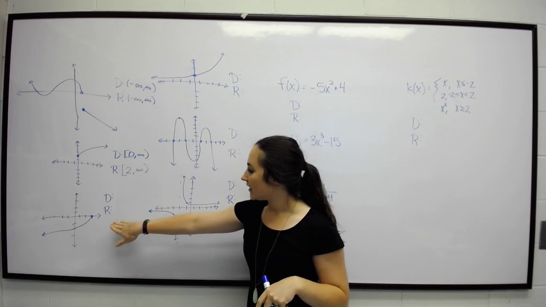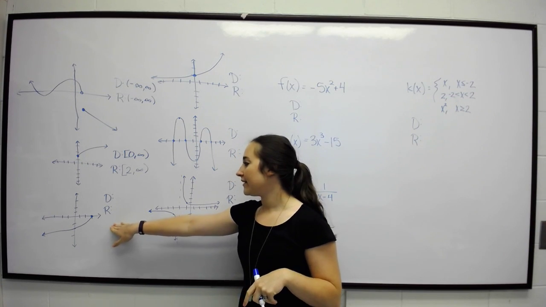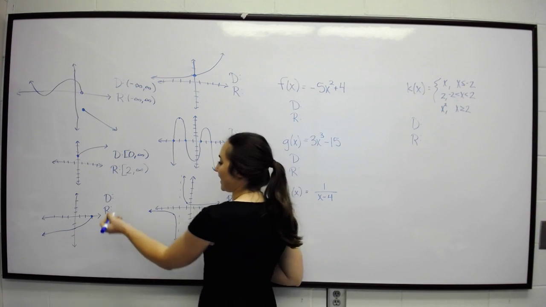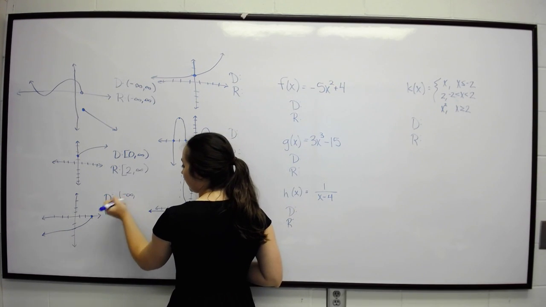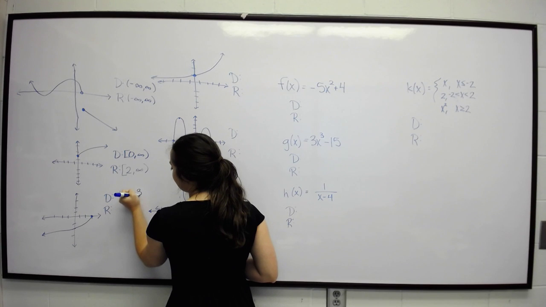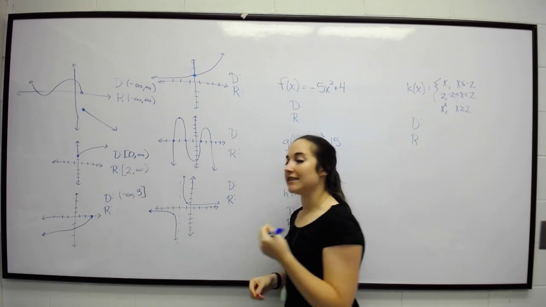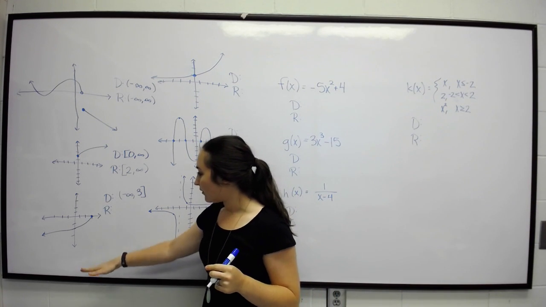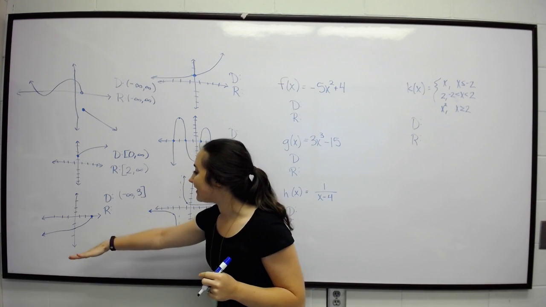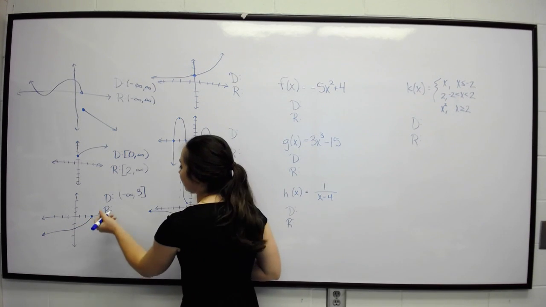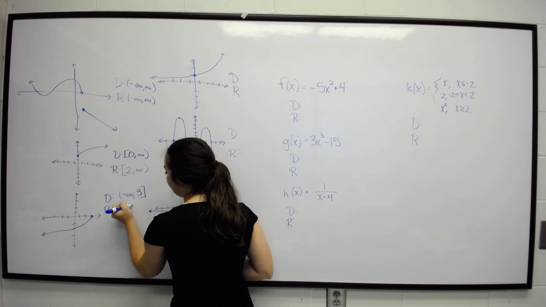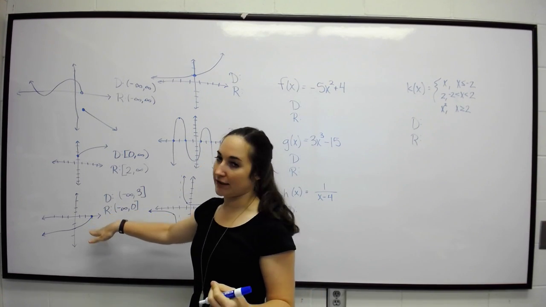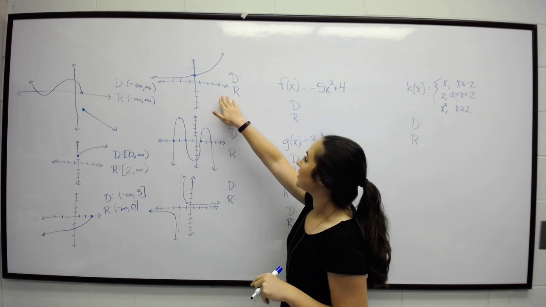Okay, looking here, our domain from left to right, it looks like we can come this way from negative infinity, but we have to stop once we get to 3, and the 3 is included, so we put a bracket with it. The range, it looks like we can go from negative infinity, but we have to stop at 0. So it would be from negative infinity to 0, and we put a bracket with the 0 because it is included.